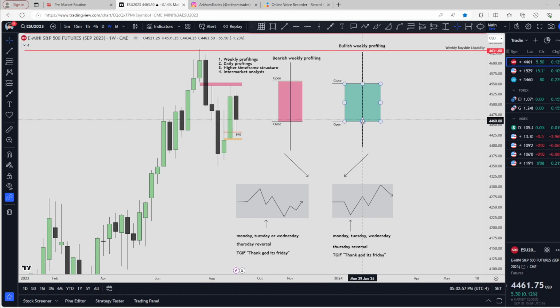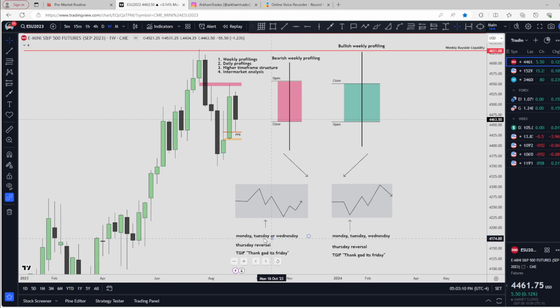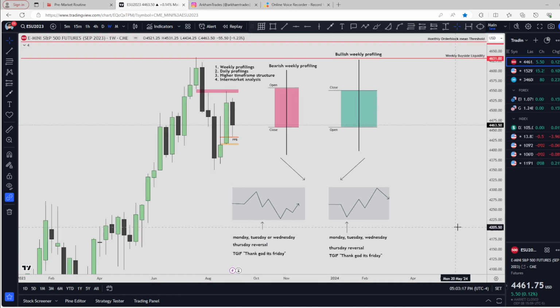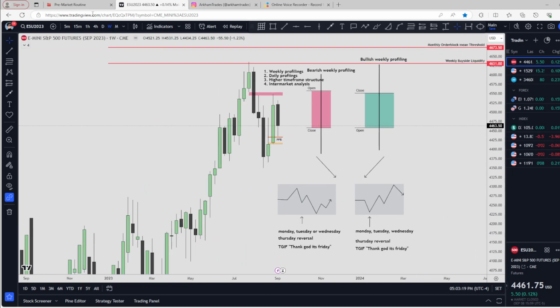So you open up, go lower, come higher, and then come back. You open up, come higher, drop lower, then come back right here. This is how you get your daily profilings, which is Monday, Tuesday, or Wednesday high of week. You get your Thursday reversals and TGIFs. So we got that for the weekly.